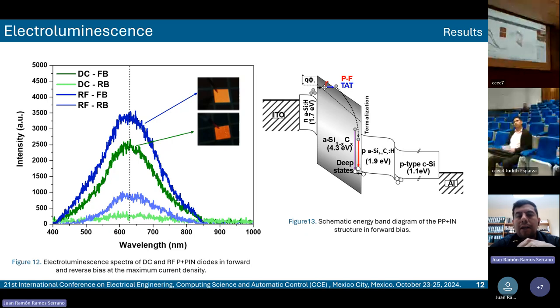The amorphous silicon carbide active layer has a wide optical gap of 4.2 electron volts. Several reports relate this redshift of the electroluminescence spectrum to a thermalization process in which electrons in the conduction band lose energy as they move through the active layer, reaching deep levels in the conduction band tail states from which they recombine with holes injected directly into the deep levels of the valence band.